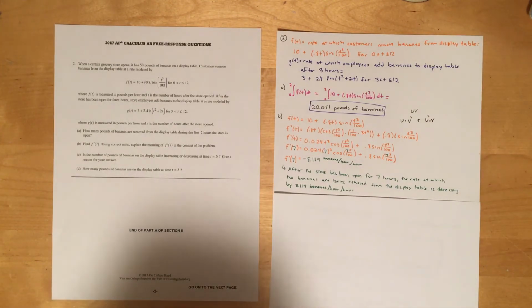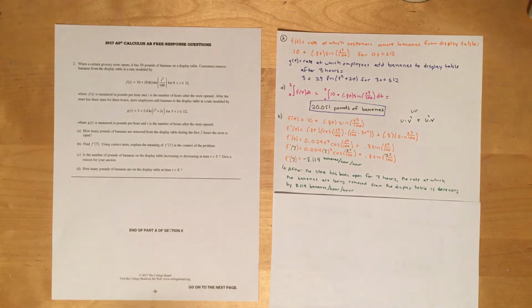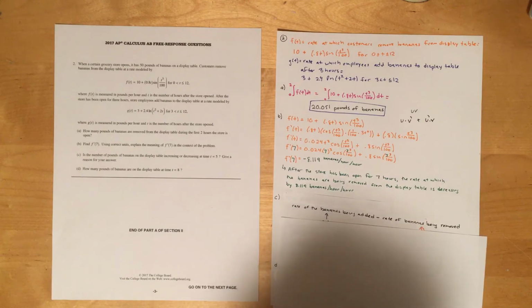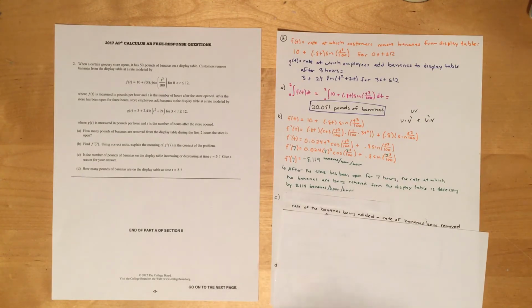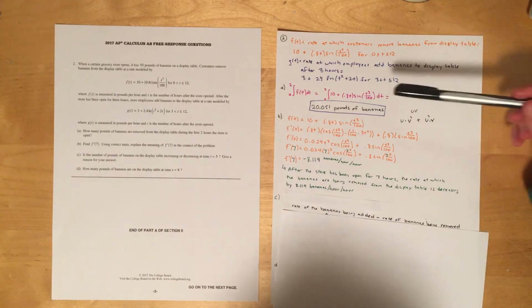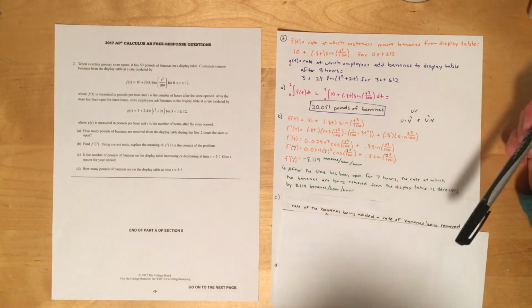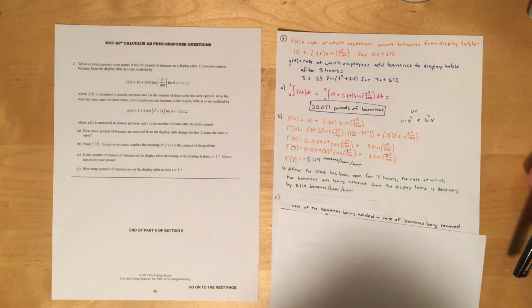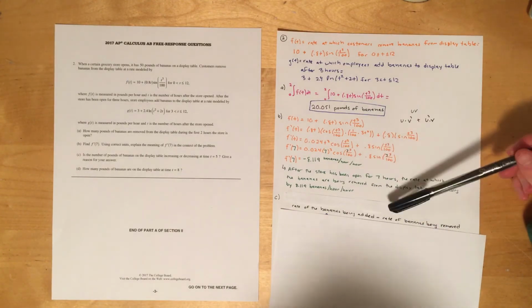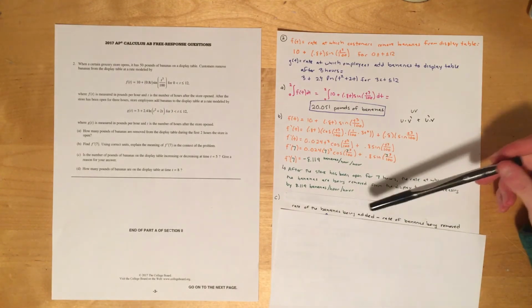Alright, let's move on to C. C says, is the number of pounds of bananas on the display table increasing or decreasing at time t equals 5? Give a reason for your answer. So what I began to think was, to find the actual rate, I'm going to find the rate at which the bananas are being added and the rate at which the bananas are being removed, and I'm going to subtract the removal from the addition.